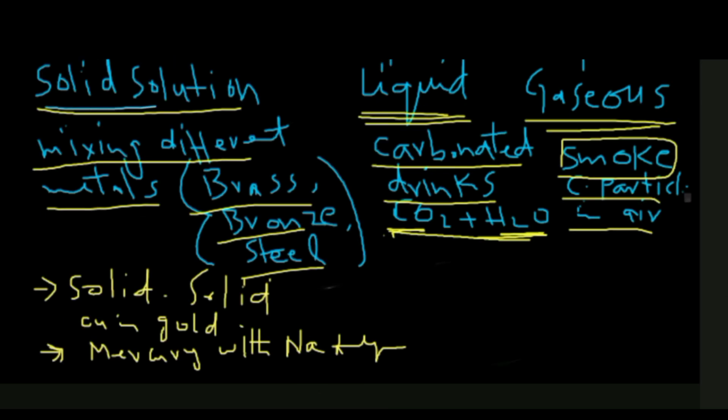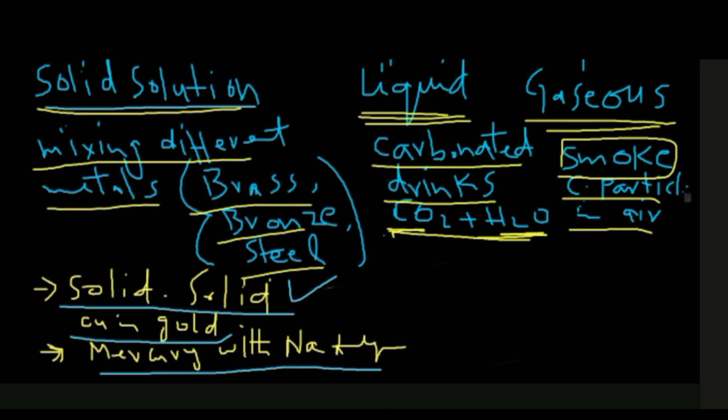The other examples of solid solutions: in this case, copper mixed in gold is an example of a solid solution. So this is a solid solution in which copper is mixed in gold. The second example is mercury mixed with sodium, the amalgam. So this is an example of a solid solution.